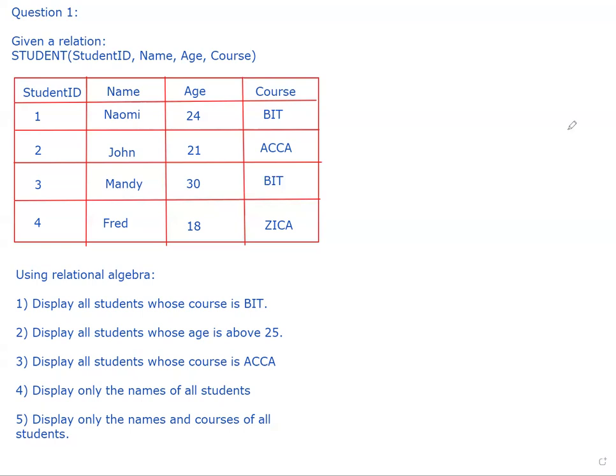The select statement is given with the symbol known as theta, from the Greek alphabet. If you're wondering, this symbol is called theta. So you are basically selecting. When you say whose course is BIT, which column is keeping the details for the courses taken by each student? Which column?